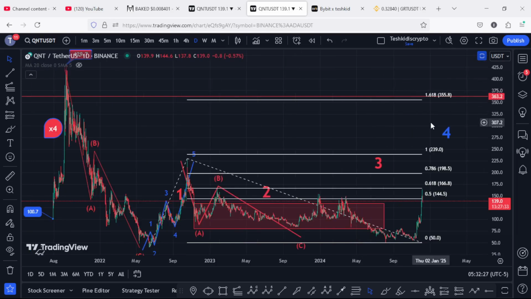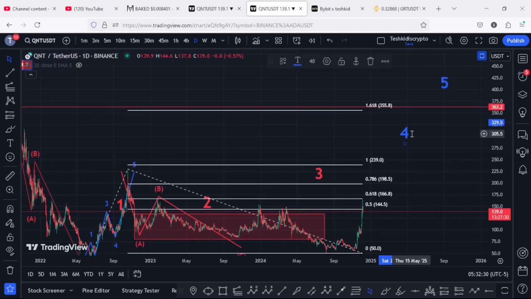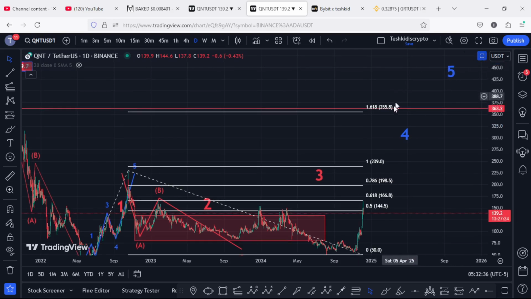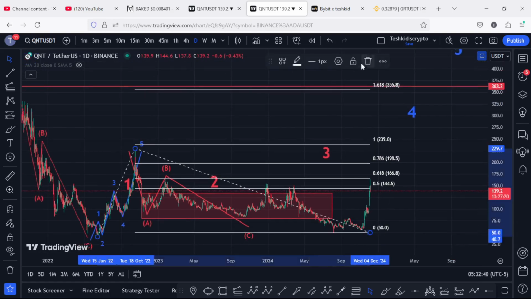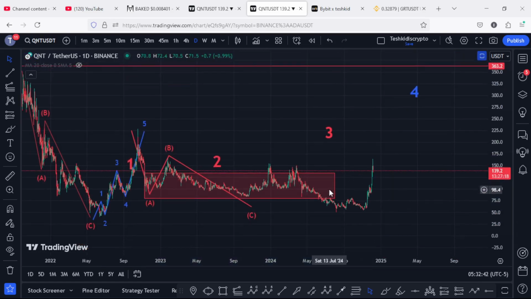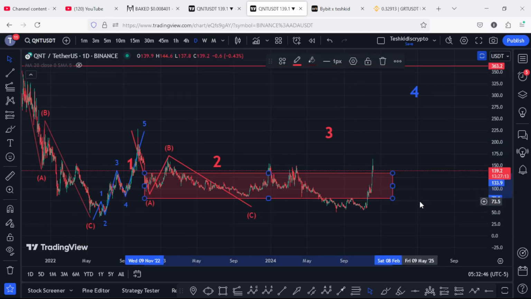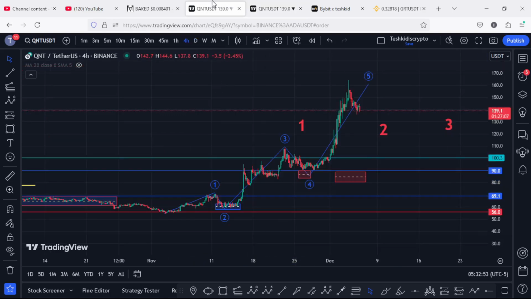$355.8. Then we can expect a pullback in the formation of this wave 4 and then continue pushing higher in the formation of that Deriv count 5, taking us to new all-time highs and possibly giving us more than a 10x for those of you that were able to accumulate QNT between the $139.2 and the $79.9, which is the area over here. So that is all I'm expecting on the long term.